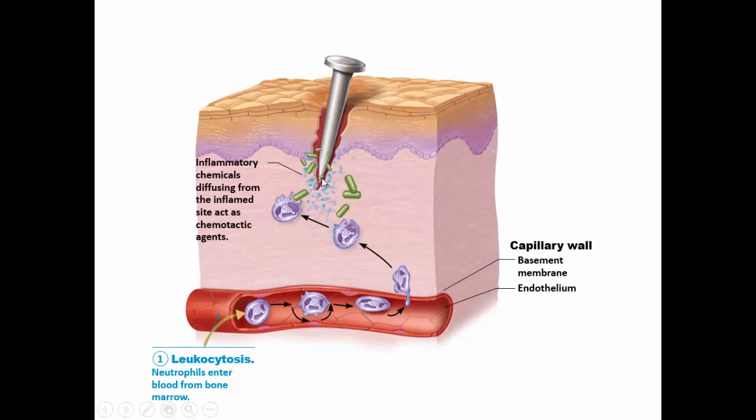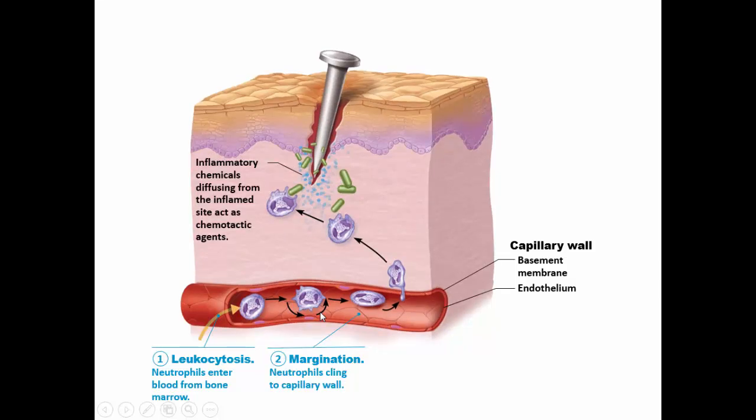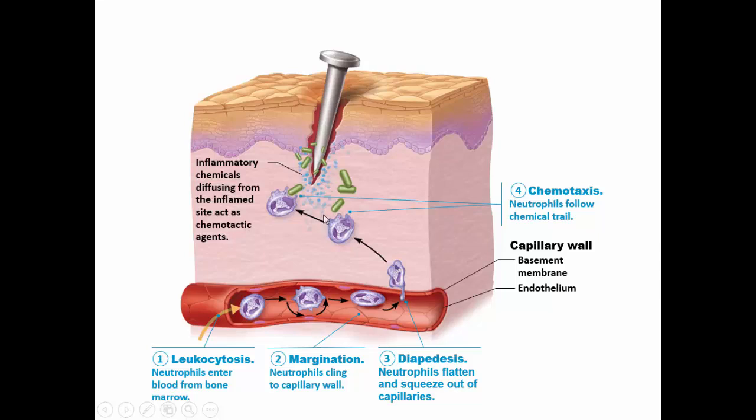So here we see an injury. And in this case, we have bacteria that are coming in this injury. The inflammatory chemicals start acting as chemotactic agents. We're going to trigger leukocytosis so that extra white blood cells enter the bloodstream. Then we're going to develop those cell adhesion molecules so that the white blood cells stick. This is the margination. Once they're there, they're going to move through the blood vessel and get into the tissue. This is diapedesis. Then we're going to have the chemical signals that will call them exactly to the site of injury.